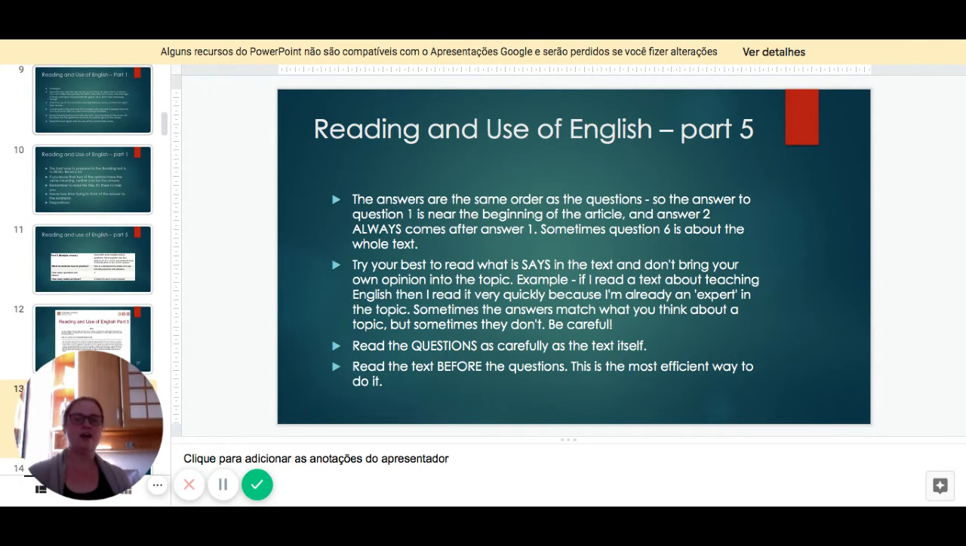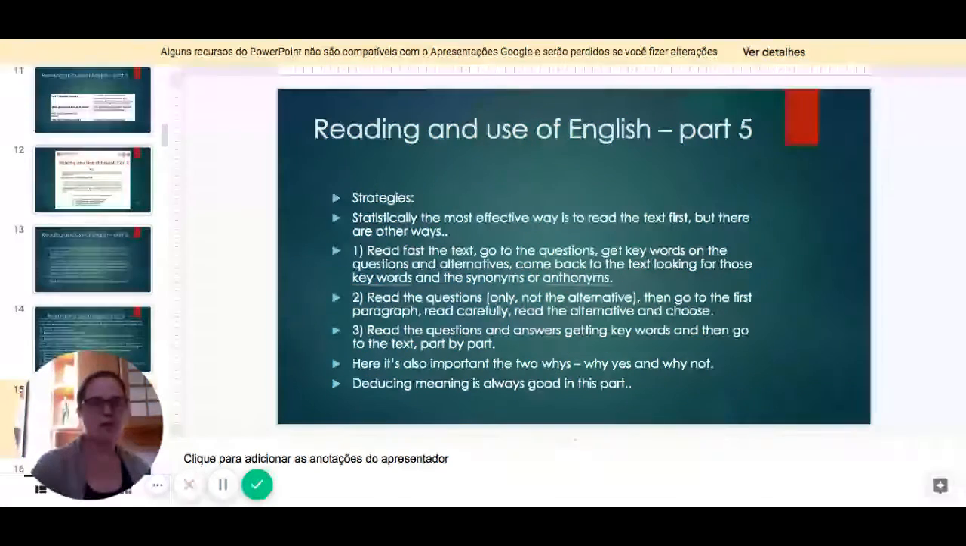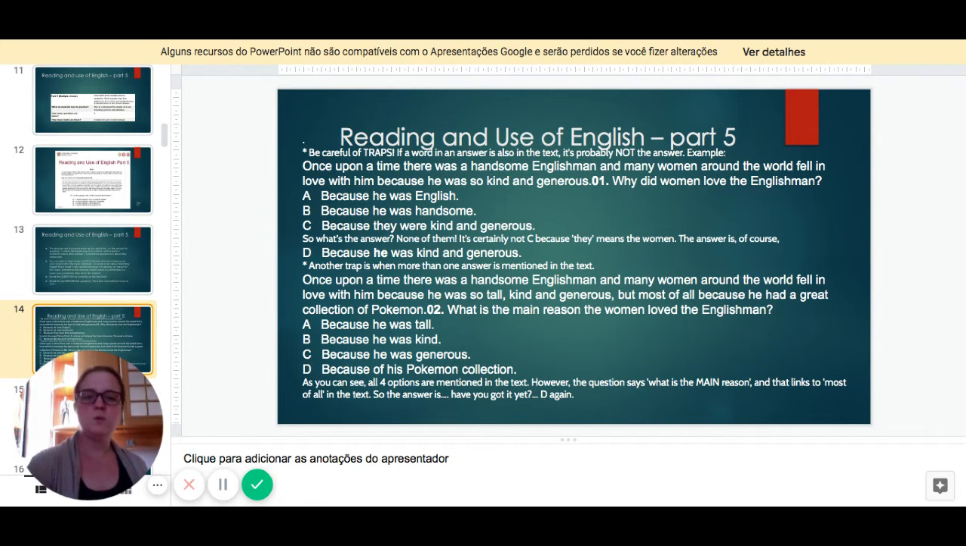Okay, now we go to strategies. The idea is read the text before the questions. Okay, statistically, it's the most efficient way. Does it work all the time? No. Okay, that's why I put this one in there for you, it's just a trap. It's something common that works for Cambridge, that we have worked on this already.